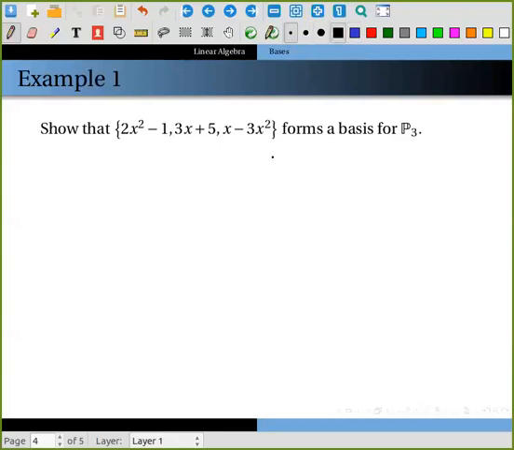So the first example is not an example in R3, but an example in P3. To do this one, we were given these 3 polynomials in P3. We want to use the result from section 3.1, where we can identify the space P3 of polynomials with the space R3 of vertical vectors.